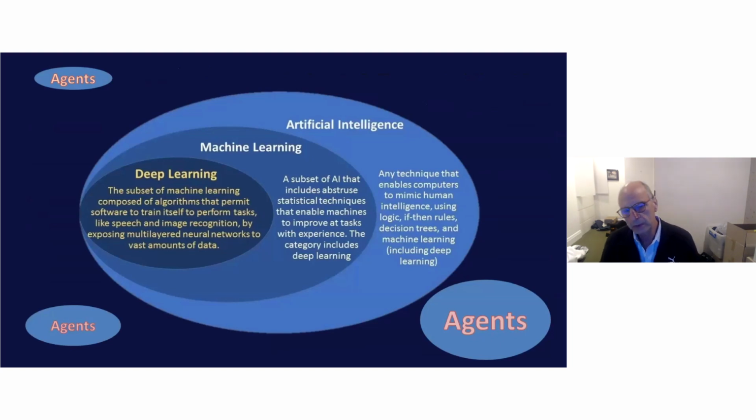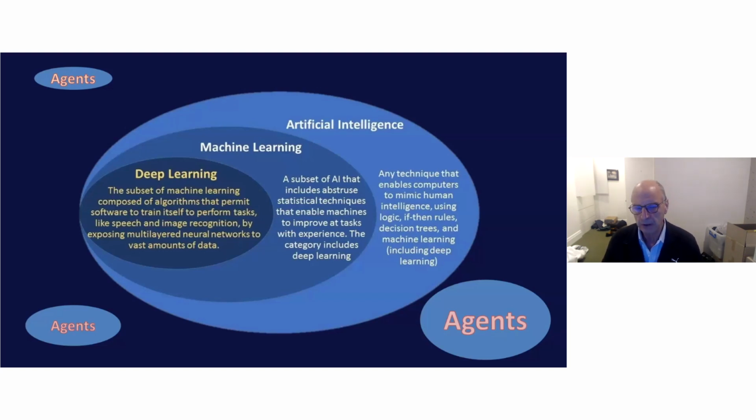I think it's very important we get the vernacular correct. And in this slide, I tried to categorize the terms which a lot of people colloquially interchange. So the big circle is artificial intelligence, and this would apply to any technique that enables computers to mimic human intelligence. It does use logic, and a bunch of rules, and will engage in a bunch of decision trees. Machine learning is a subset, and this uses obtuse statistical techniques that enable machines to improve the tasks we do or we want of it.